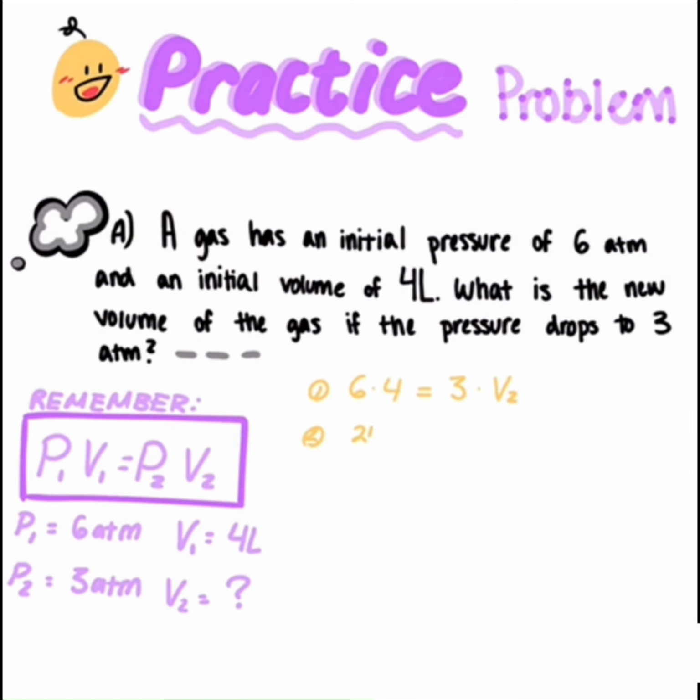On the left side of the equation, 6 multiplied by 4 simplifies to 24. Following algebraic rules, you must divide both sides of the equation by the coefficient, 3, to isolate V2. That leaves the left side with 24 divided by 3, totaling to 8. The final volume of the problem is equal to 8 liters.